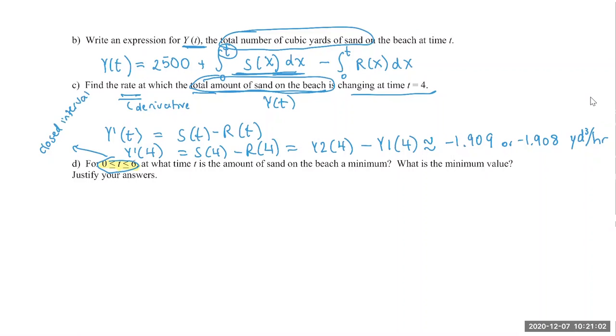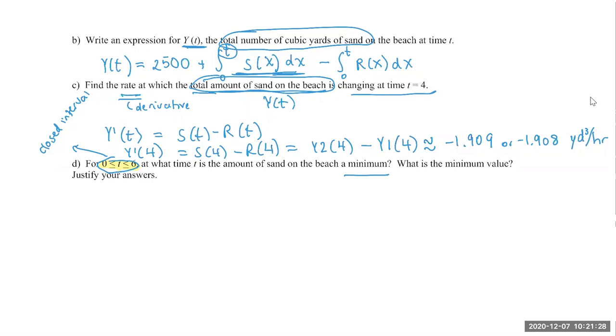So, closed interval. At what time t is the amount of sand on the beach a minimum? From what you learned in the past, when I'm calculating a min and a max, what do I need in order to calculate a min or a max? Okay, good. We're saying critical points. We need critical points, which is when the first derivative is equal to 0, right?